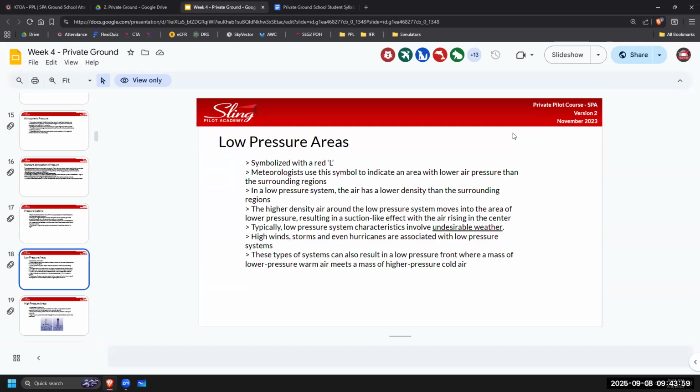I'll get back to the words now. So low pressure areas are red L's. The low pressure system has a lower density than the surrounding regions. The higher density air around the low pressure system moves into the lower pressure area, and it results in a suction into the low pressure area, which creates a circular pattern around the pressure system.